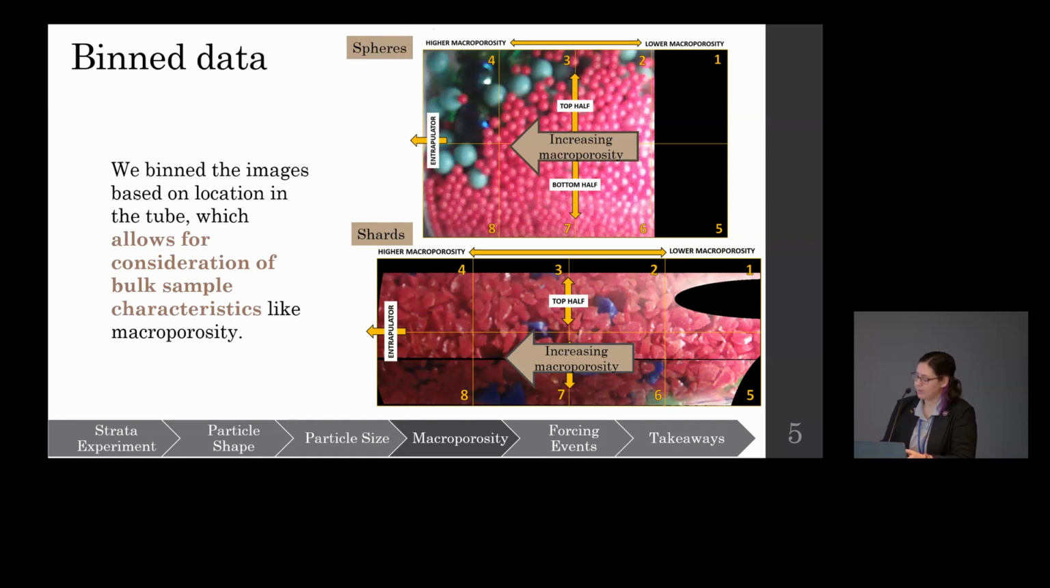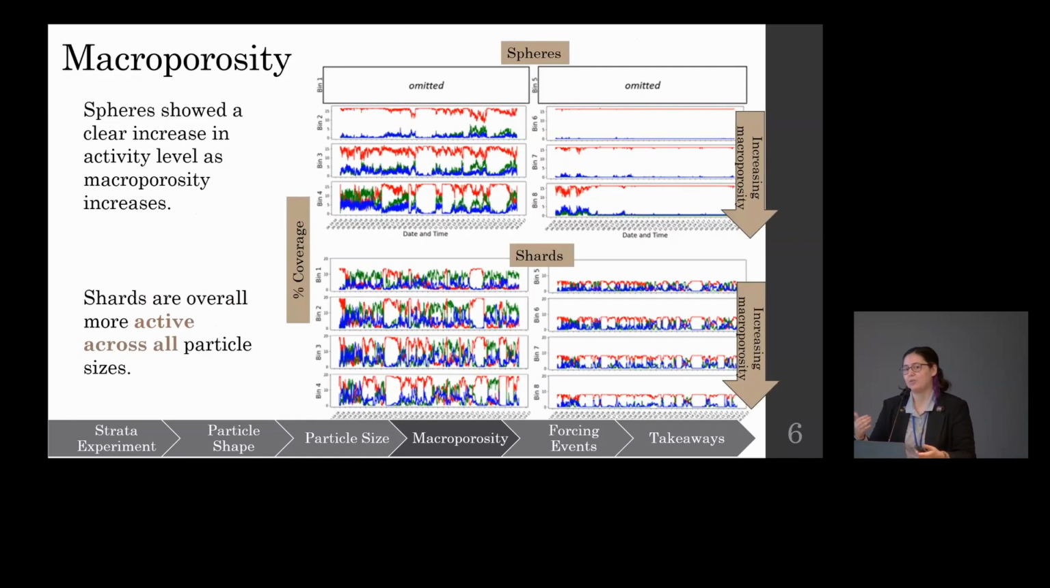And so what we can do is say, okay, let's now take those bins and plot them by increasing macroporosity from top to bottom. Here we focus first on the spheres data, and you can see the first bins are omitted because that was not a good imaging area. But if you go down the other bins, we're seeing a really clear increase in particle activity as the macroporosity of the sample is increasing.